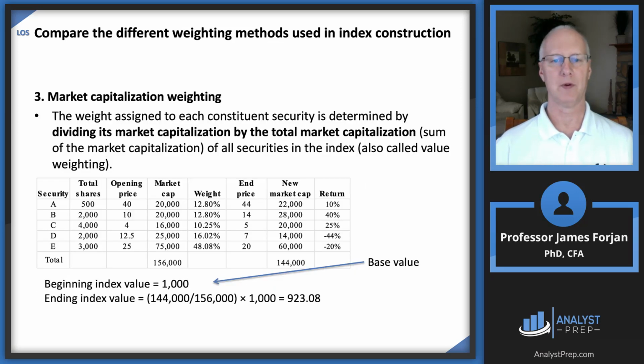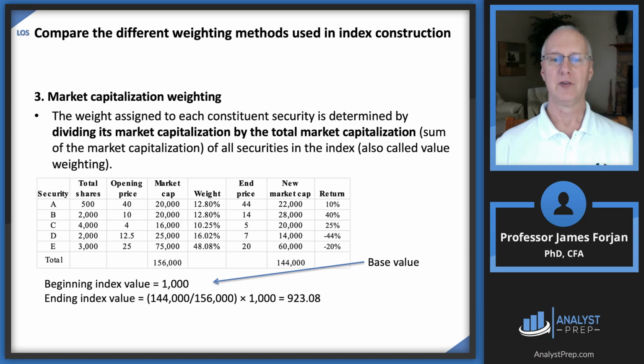How about market capital weighting? The weights assigned to each constituent security is determined by dividing its market capitalization by the total capitalization. And so essentially what's happening is that we're seeing how much value each individual constituent contributes to the total value of the portfolio. All right, so here we've got these 5 stocks, and so we've got their shares and opening prices. So their market cap is 20,000 and 20,000 and 16, 25, and 75. If you sum those, you get 156,000.